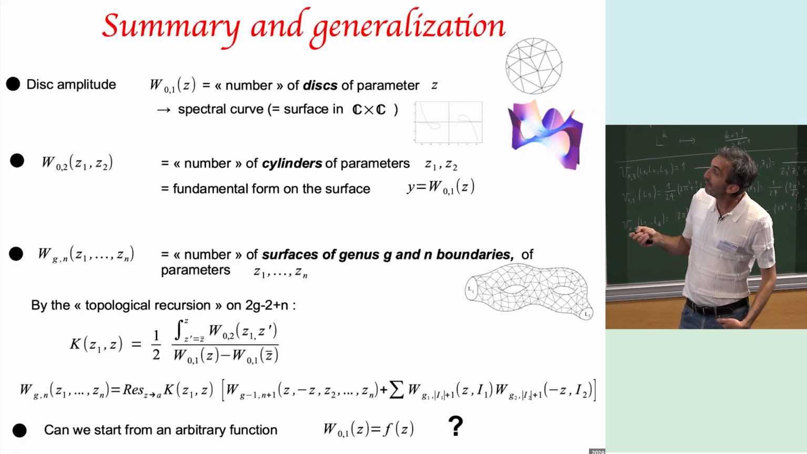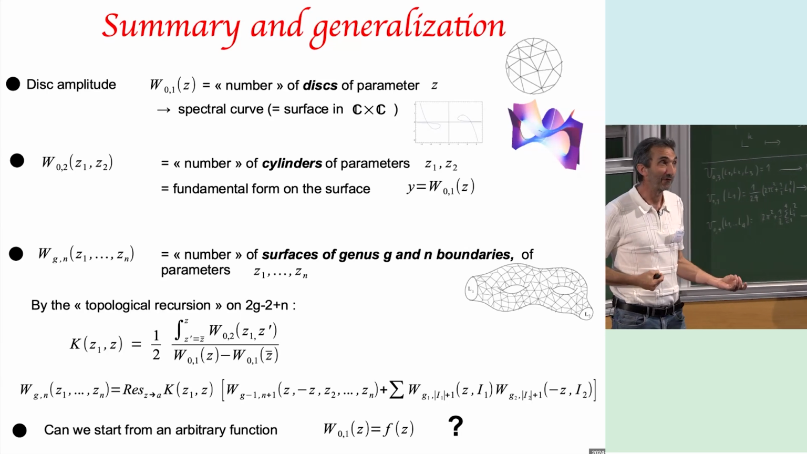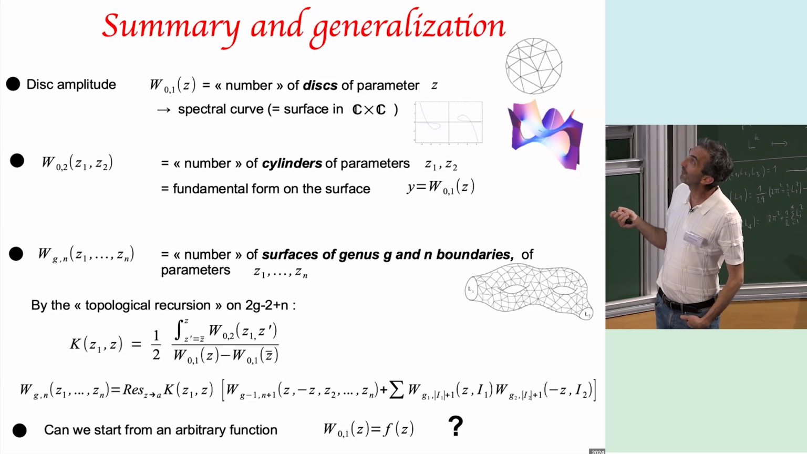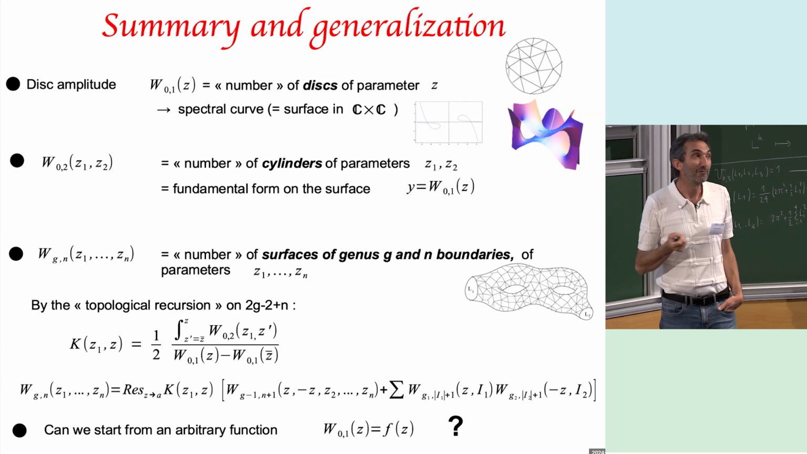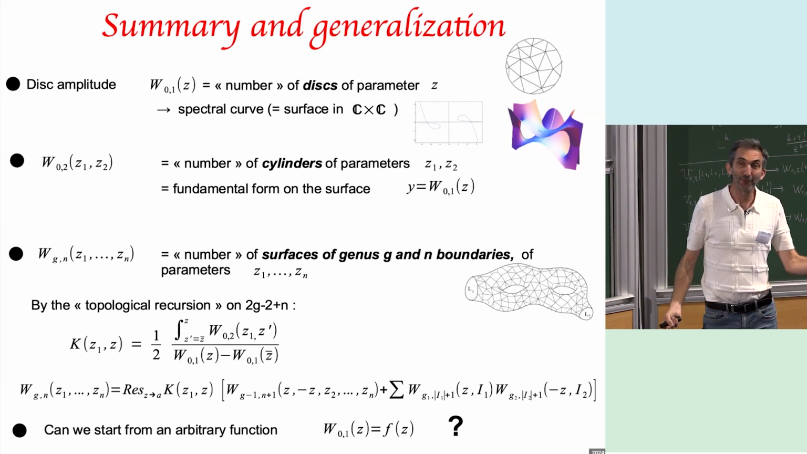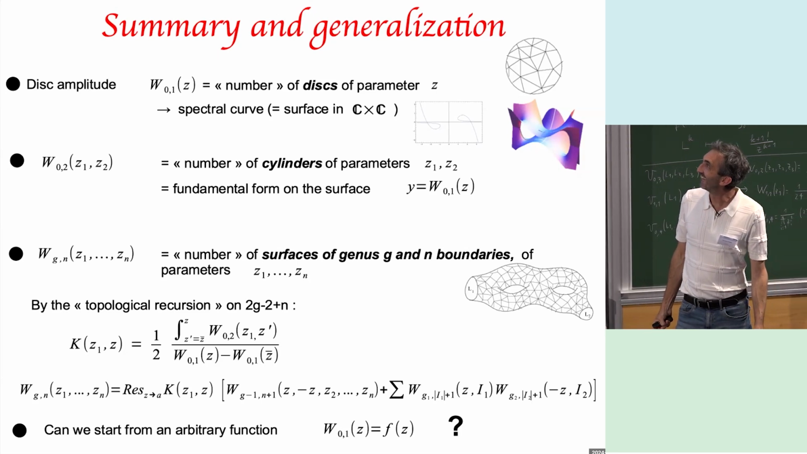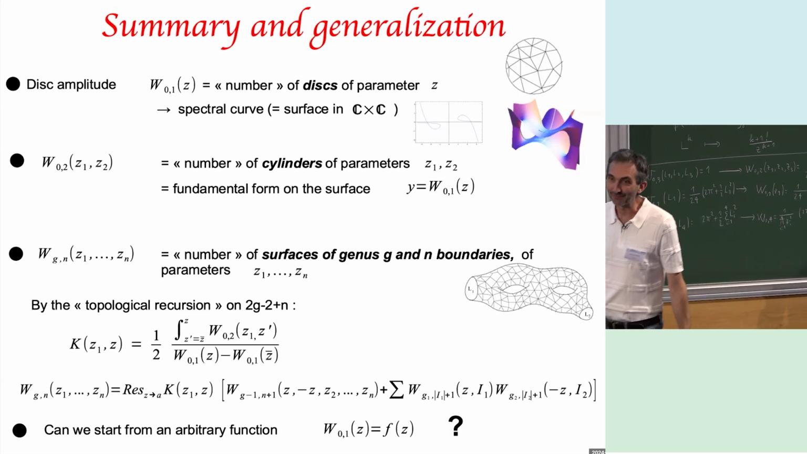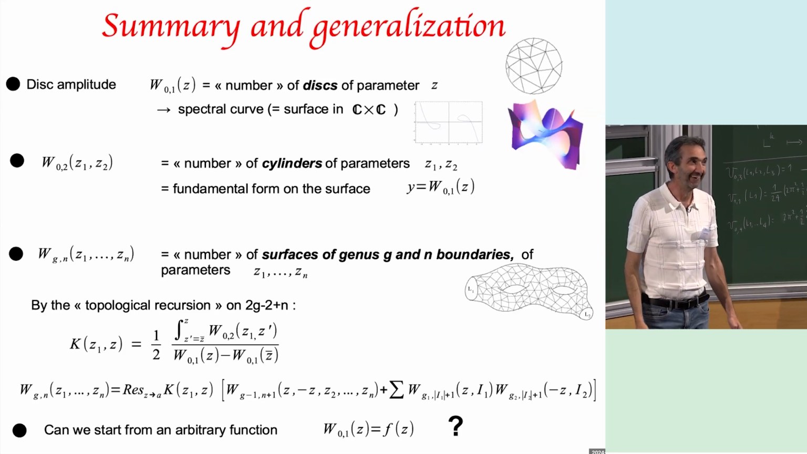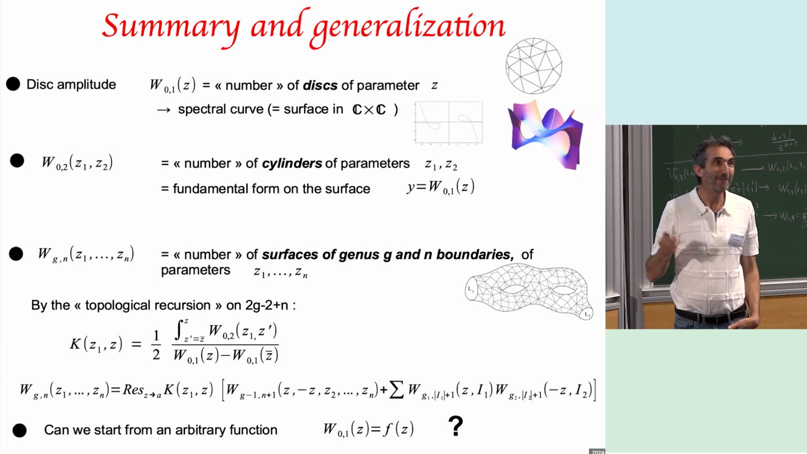But now the question is, here W01 was given by people who computed a number of surfaces. Now, can you do the same if you start from an arbitrary function? Take your favorite function, W01 of z, take, I don't know, the Lambert function, for example. So what would you get if you take the Lambert function? Well, I can tell you, you will be computing the Hurwitz numbers, the simple Hurwitz numbers. And there are many such examples.